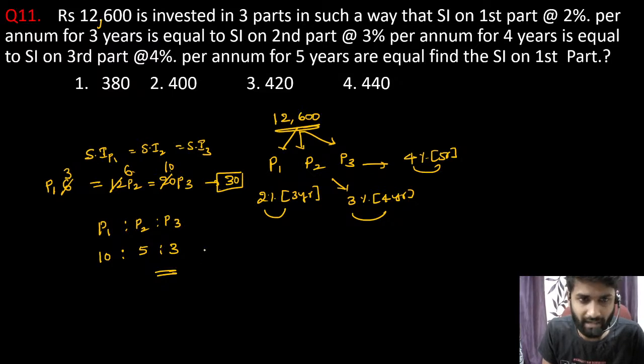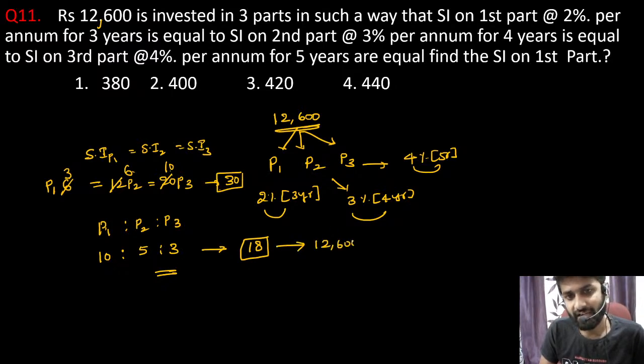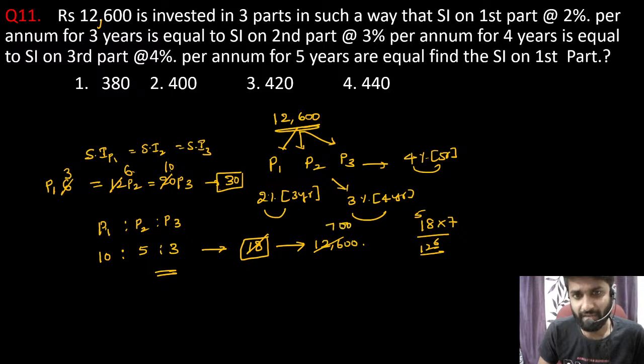Now, what is your observation? If you add up all the numbers, if I have 18 rupees, 10 rupees is related to P1, 5 rupees to P2, 3 rupees to P3. Now see, 18 becomes 12,600. You just cancel the number. 18 into 5 is 90. 18 sevens: 7 8s are 56, 5 here, 7 1s are 7, 126. So each unit becomes 700.